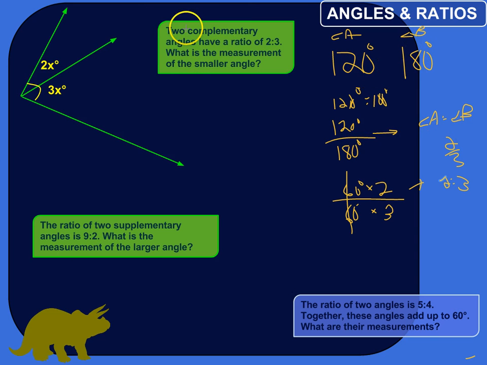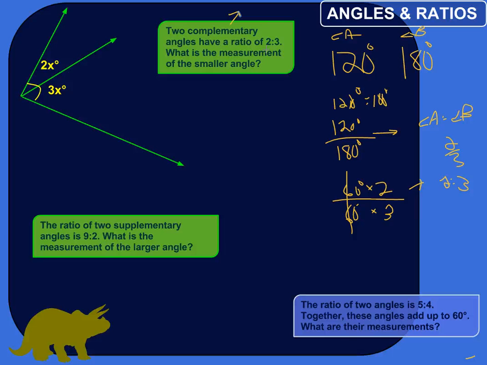So here's a problem. Two complementary angles. Those are angles that add up to 90 degrees. There's a special word for angles that add up to 90 degrees and a special word for angles that add up to 180 degrees. Complementary angles add up to 90. Supplementary angles add up to 180. So two complementary angles, so angles that add up to 90 degrees, have a ratio of 2 to 3. What is the measurement of the smaller angle?